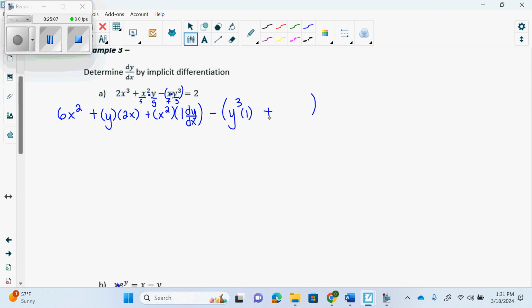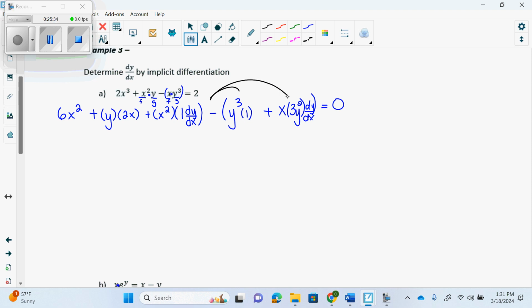Plus f, which is x, and then the derivative of y cubed is what? 3y squared, and then I took the derivative of y, so what do I have to follow behind with? dy over dx, and then it equals, what's the derivative of 2? 0. So my next step is going to be to distribute this minus sign through.